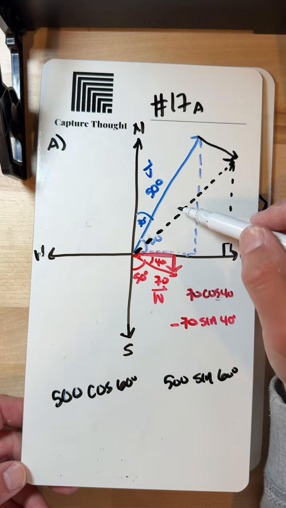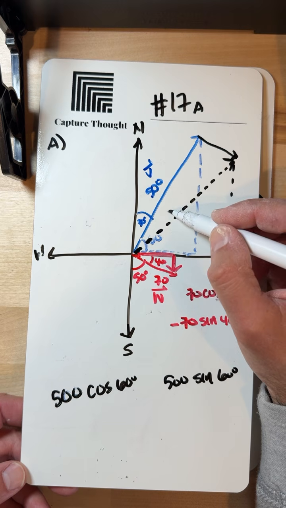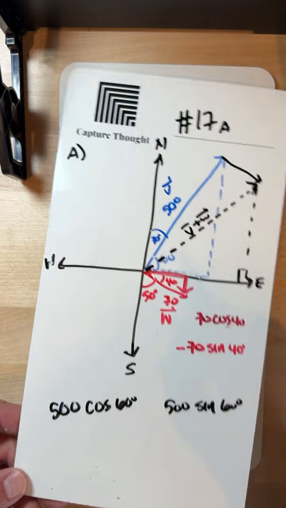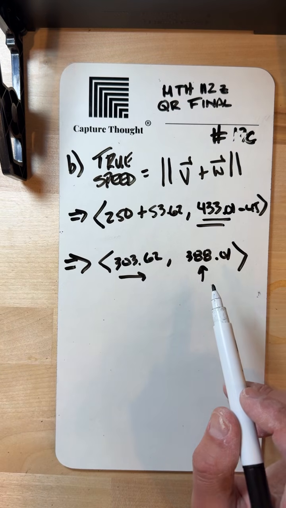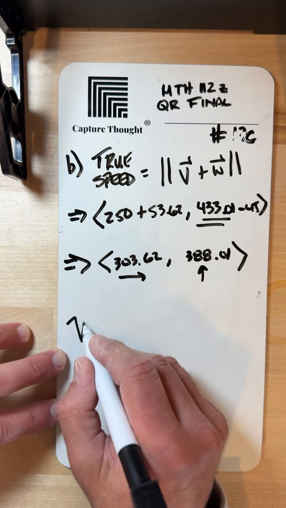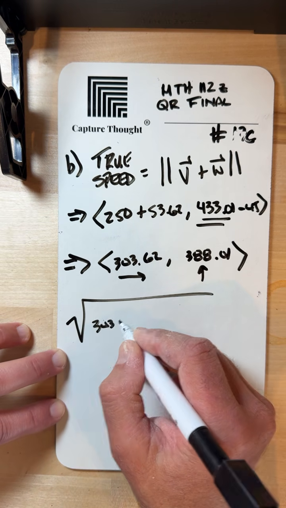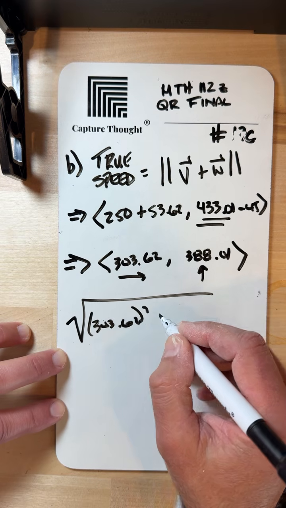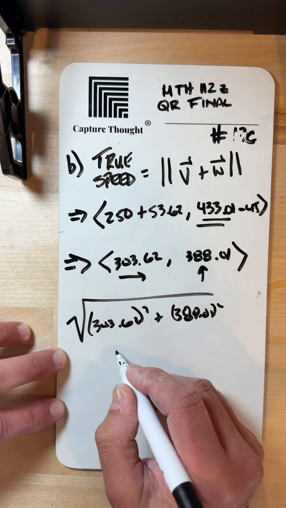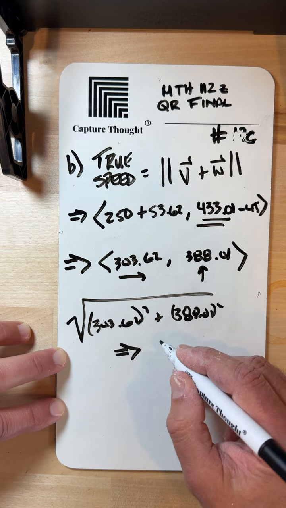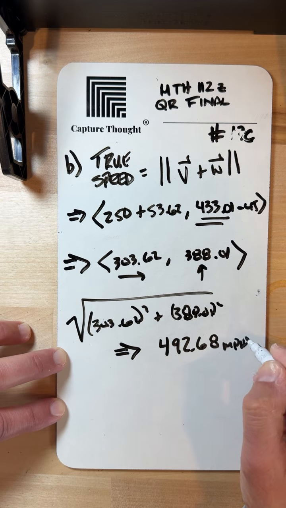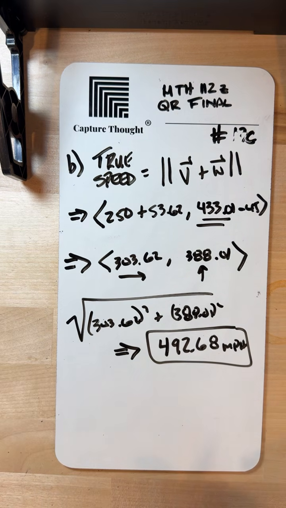What we really want is the magnitude of this thing, which represents V plus W here. So we just found the X component and the Y component, that's here and here. Now what we want is that magnitude. So therefore, I'm going to take the square root of this stuff squared, okay? And then 388.01 squared. And you plug that through your calculator, you're going to get about 492.68 miles per hour.